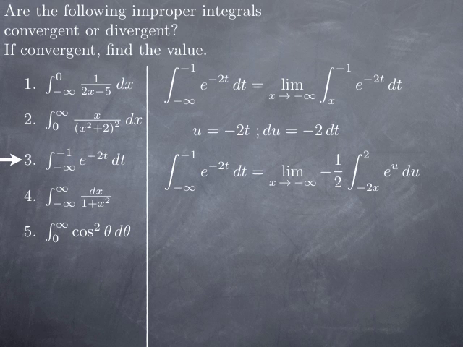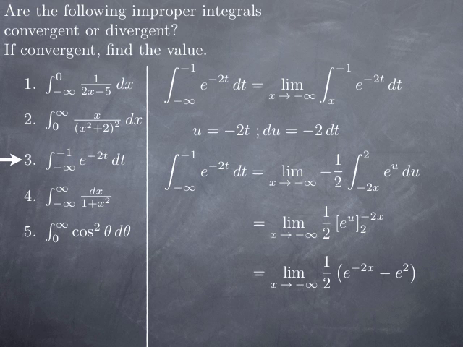When t is equal to x, u is equal to negative 2x, and when t is equal to negative 1, u is equal to negative 2 times negative 1, positive 2. The antiderivative of e to the u is e to the u, so we obtain the limit at negative infinity of 1/2 of e to the u evaluated between negative 2x and 2, and that is the limit at negative infinity of 1/2 of e to the negative 2x minus e to the 2.